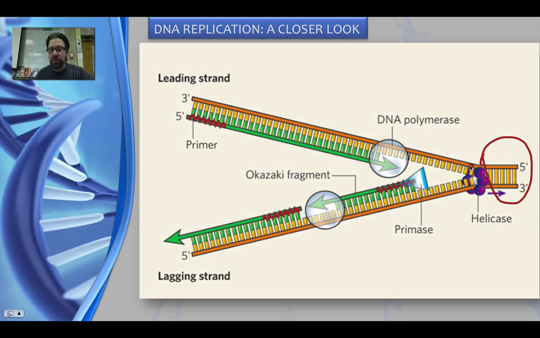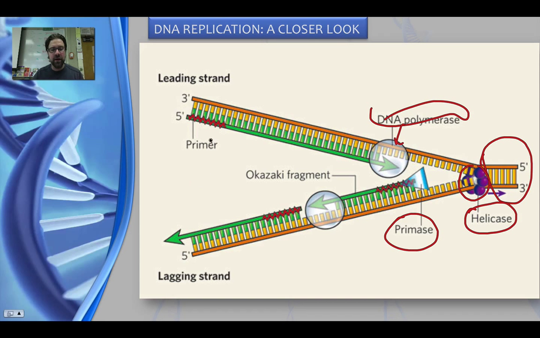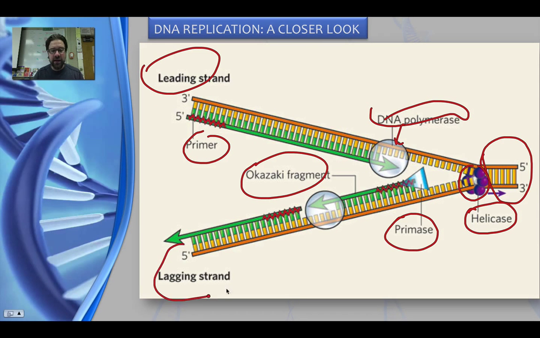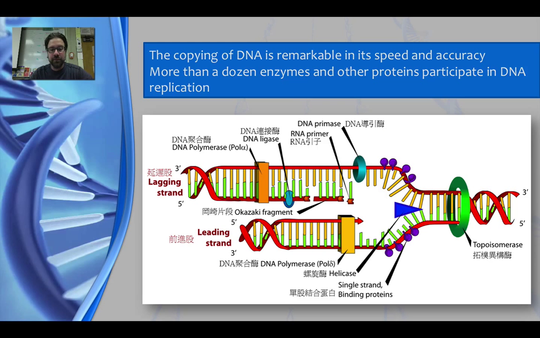And we see some new players that we haven't seen before, such as this enzyme called helicase. We see another one called primase that seems to be doing something. DNA polymerase, which is this big blob here. We see a primer, an Okazaki fragment, leading strand, and lagging strand. Now, there's a lot going on in DNA replication, so we're going to slow it way down, and we can take a look at what each of these players has to bring to this process.